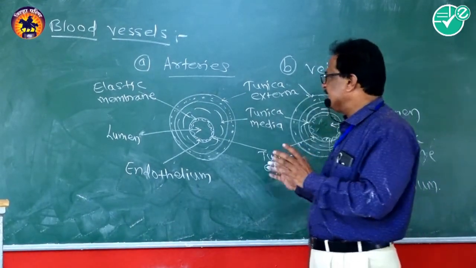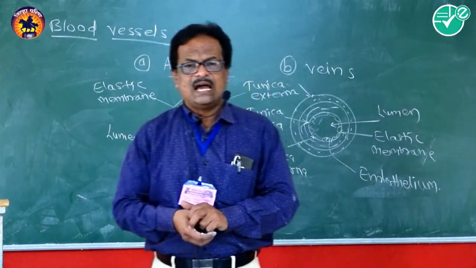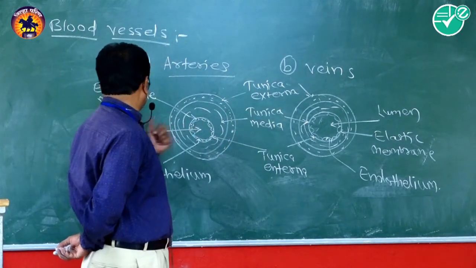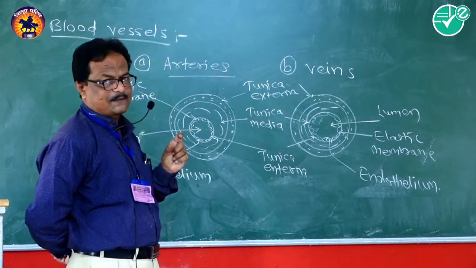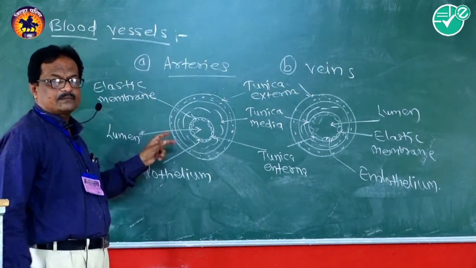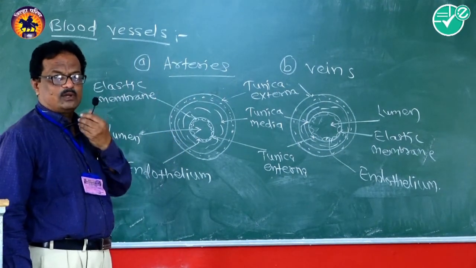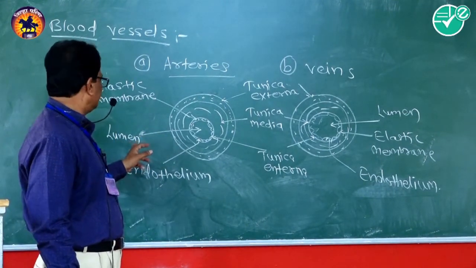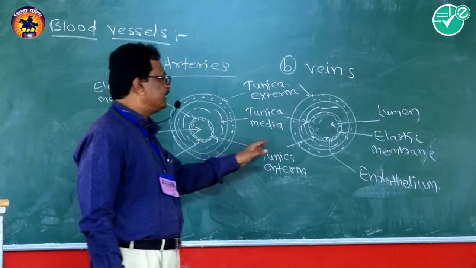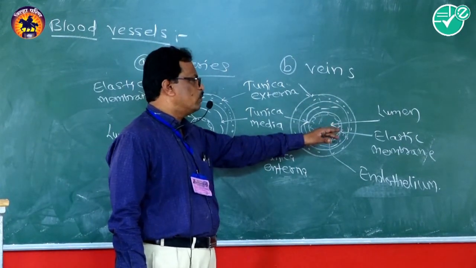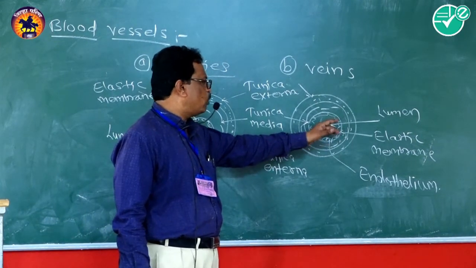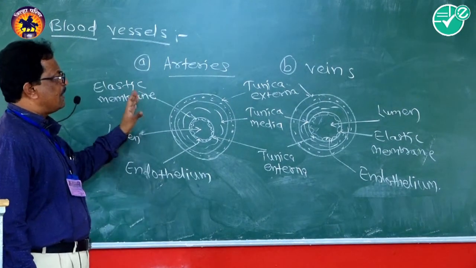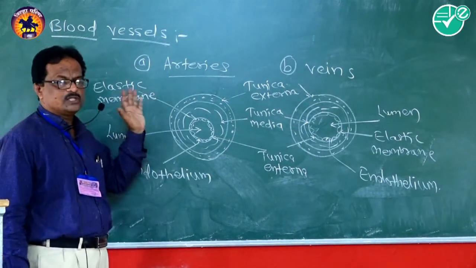The second difference between the arteries and veins at the level of histology is the lumen, which means the open space. The lumen is smaller in the arteries, while the lumen of the veins has more diameter, or is more spacious. That is the difference between arteries and veins at the histological level.